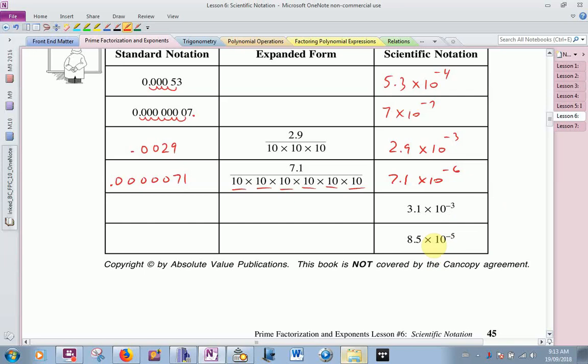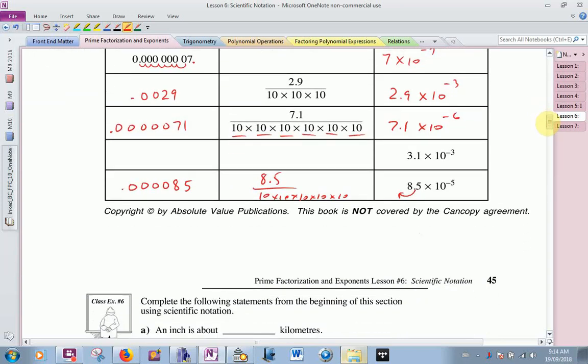Let's do the last one. 8.5. I'm dividing by 10 5 times. That's the same as this. Okay, take that decimal, move it to the left 5 times. Once, 2, 3, 4, 5. Okay, double check before you move on to the next question, make sure it's right. Again, you can use a calculator.